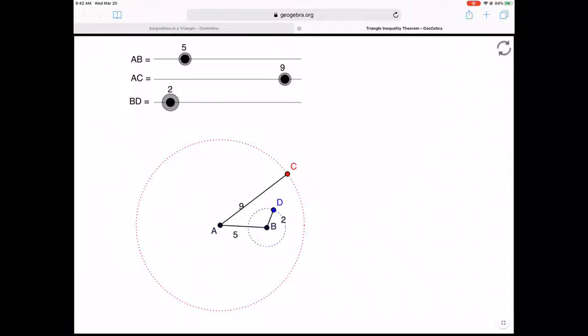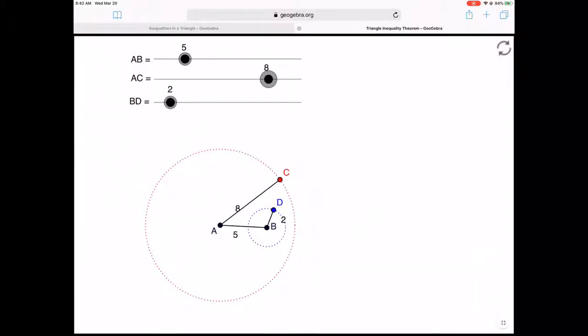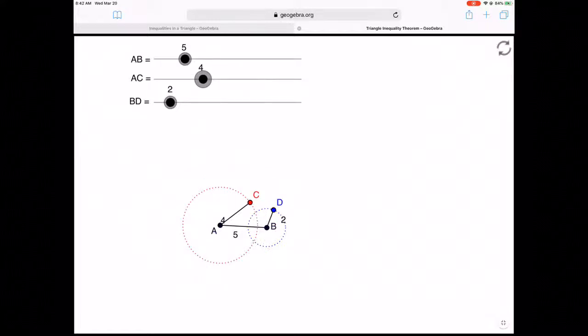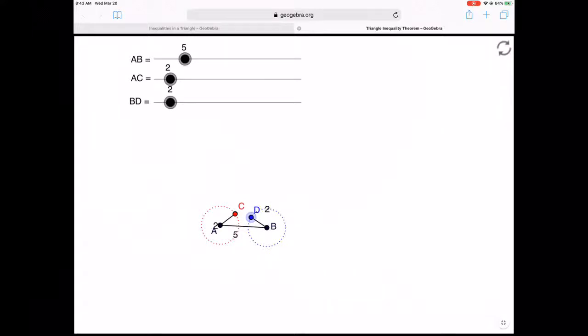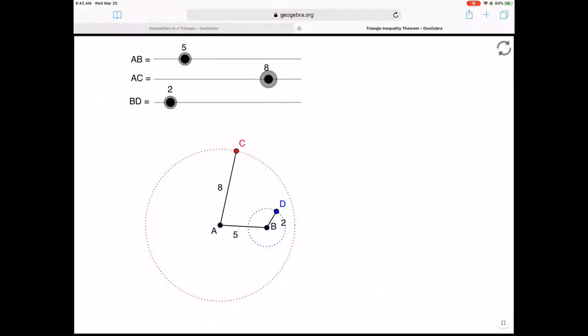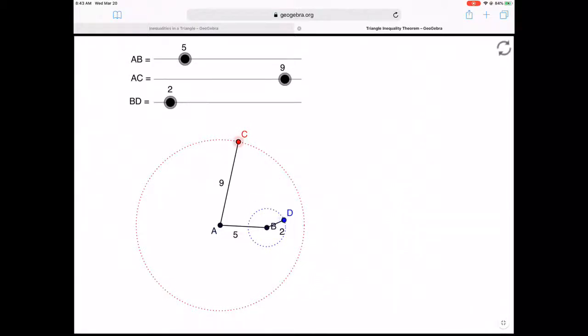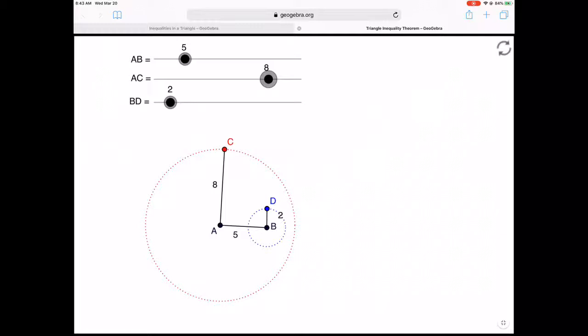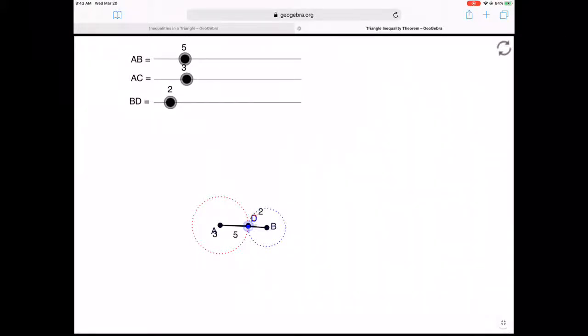So let's see if we can find a place where we couldn't make a triangle. Maybe if we made these really short, like here, we wouldn't be able to make a triangle because the two sides aren't long enough to reach. Or perhaps if this line was very long, then there's no way that the end of C would be able to touch D. We're going to come up with some sort of conjecture for what we think is going on here. Here they're about the same, but this doesn't make a triangle.